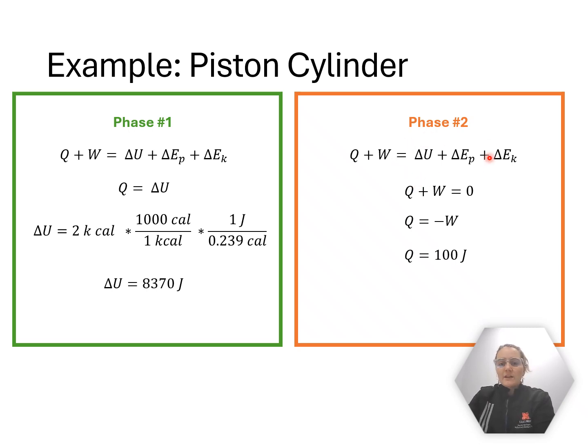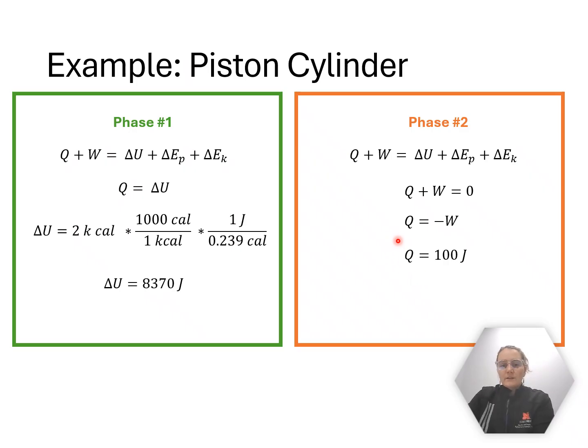Okay? Potential energy is still negligible. And in this case, it's very, very likely that the velocity is negligible in the system. Yes, it's moving, but it's not moving fast. So in this case, that's going to be as close to zero as we can imagine it would be. So in this case, we just get down to Q plus W equals 0. So Q is going to be equal to negative W, which means that Q, our heat in the second phase, is equal to 100 joules.